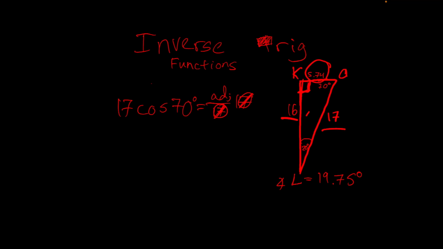So we've completely solved this right triangle. Angle L equals 19.75 degrees. Rounded to the nearest 1, it equals 20 degrees. This side equals 16. This side, or the hypotenuse, equals 17. This side equals 5.74. And this angle equals 70.25 degrees, or rounded to the nearest 1, we get 70 degrees. So this triangle is completely solved.